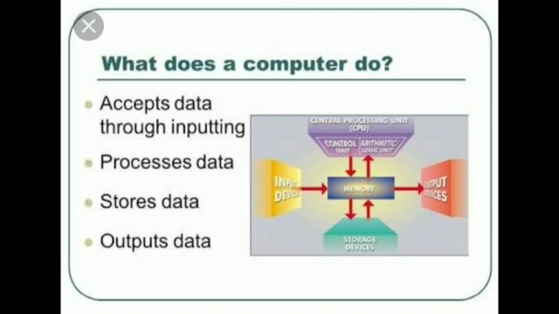Now we'll see what does a computer do. It accepts data through inputs, then it processes data, stores the data, then it gives out data through outputs. So we can see that the computer stores data, and when we need it, it can show it to us.